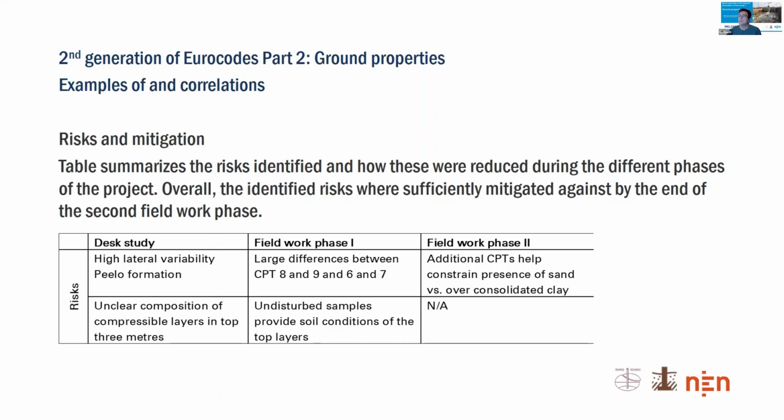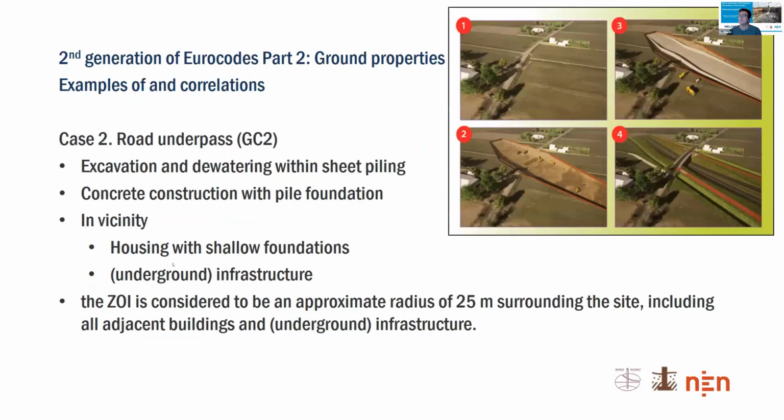Let's have a look at a little bit more complicated project. This project deals with a road underpass. It is geotechnical category 2. In the right-hand corner, you can see the different phases that were envisaged before we started the project. So you see this road in agricultural land. You see houses around it. Of course, next to the road, there's infrastructure, cables, pipelines, ditches, because it's a low-lying area.